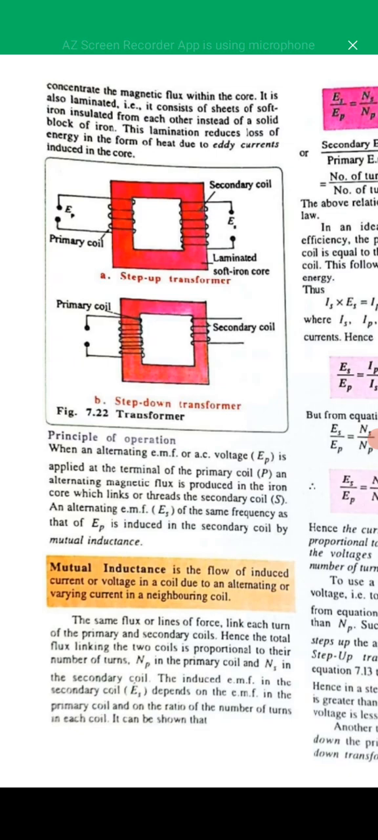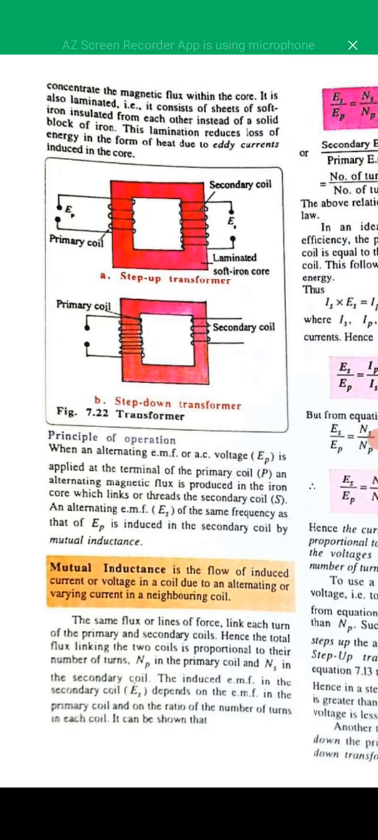The way it functions in the transformer is the same way it functions in the generator. It helps to bring about constant change and concentration in the magnetic flux of the field. And whenever there are changes like this, an EMF is induced.